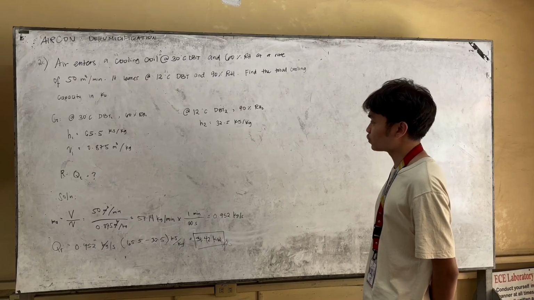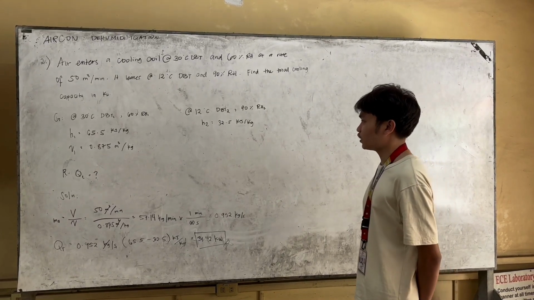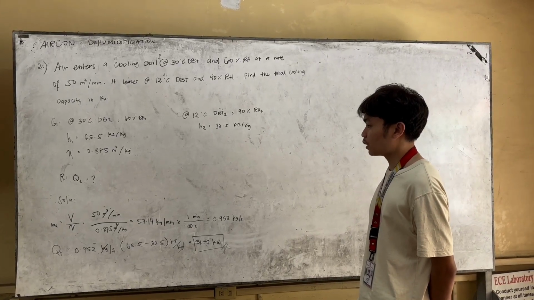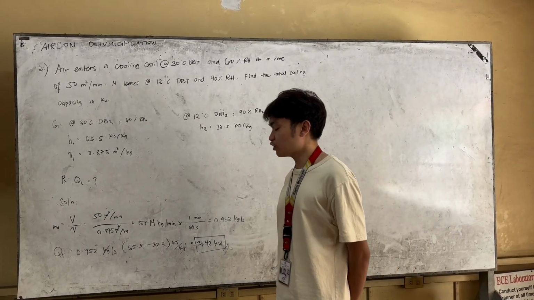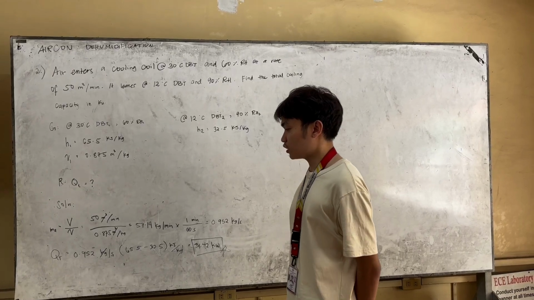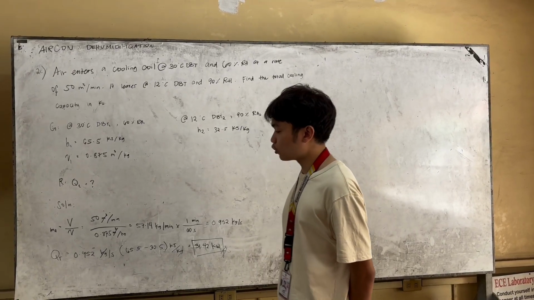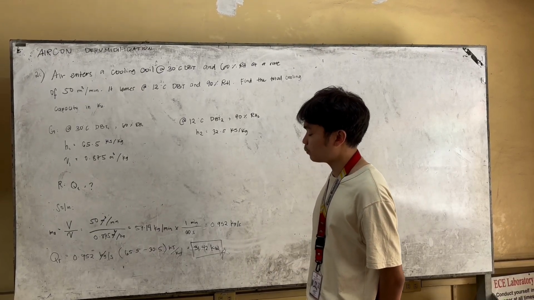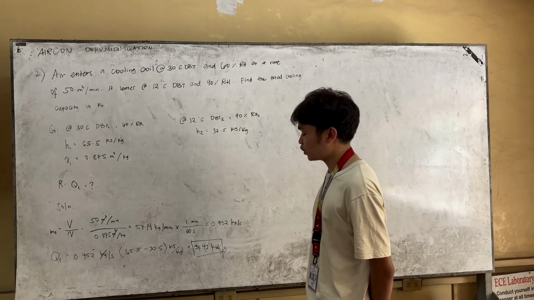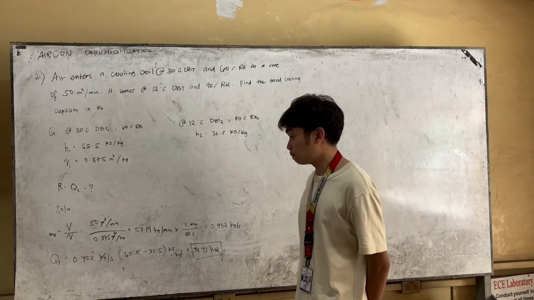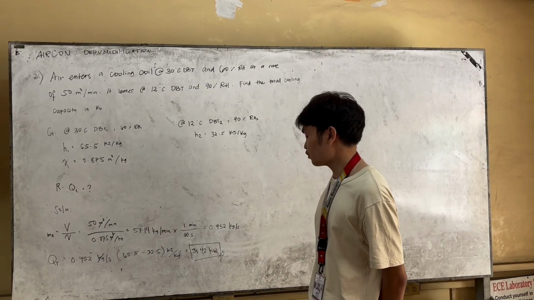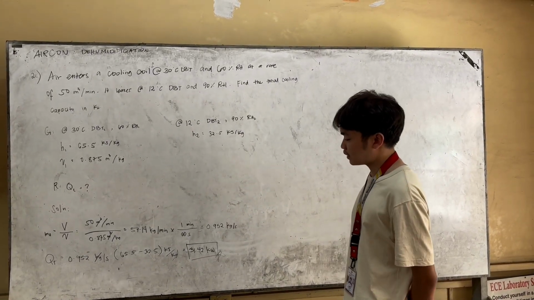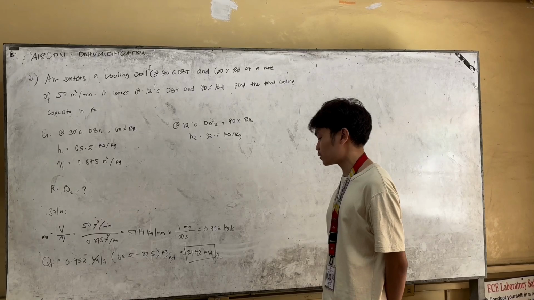Next, at 12 degrees Celsius DPT and 90% RH, we can find our enthalpy, which is 32.5 kilojoules per kilogram. Next, we'll be using the formula for getting the mass flow rate, which is the volume flow rate over specific volume, 50 cubic meters per minute over 0.875 cubic meters per kilogram. Since the cubic meters cancel, we are left with 57.14 kilograms per minute. So we need to convert it to seconds. So divided by 60 seconds, we have 0.952 kilograms per second.